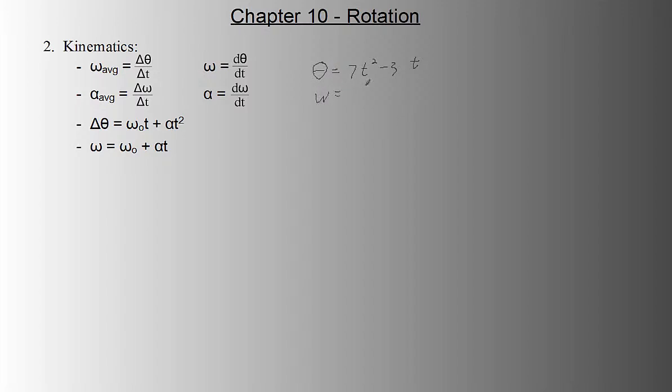It's just the derivative of this. So the derivative of this is 14, 2 times 7, t minus 3. And what's the angular acceleration? It's the derivative of omega. So alpha would be the derivative of this, which is just 14. So that's how you're going to handle that in the problems in the book.